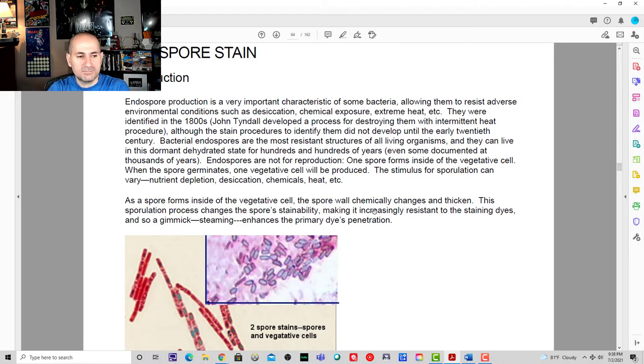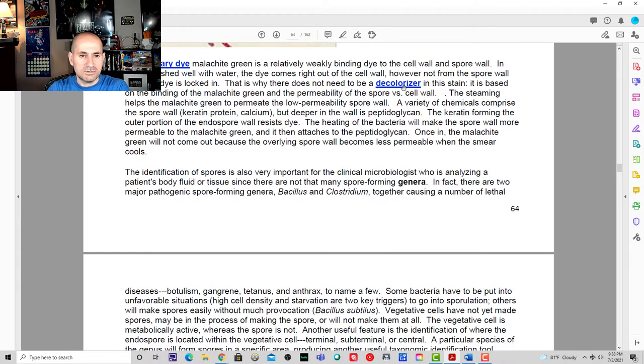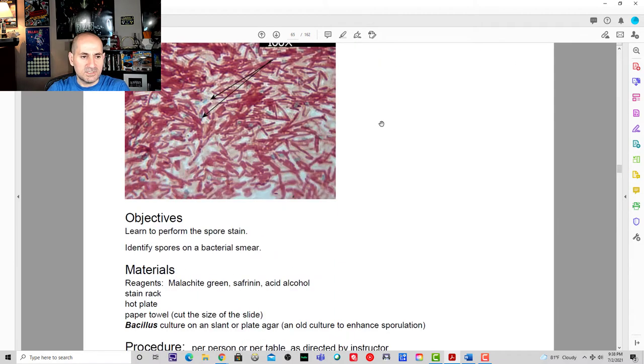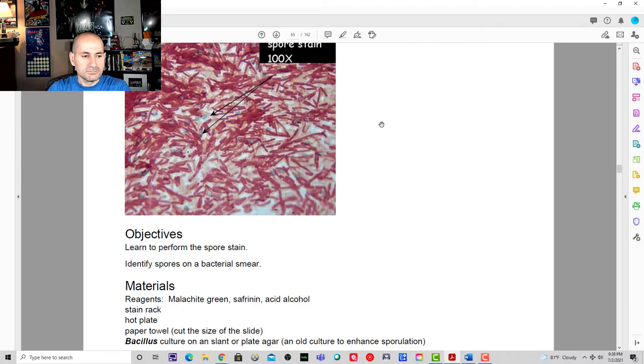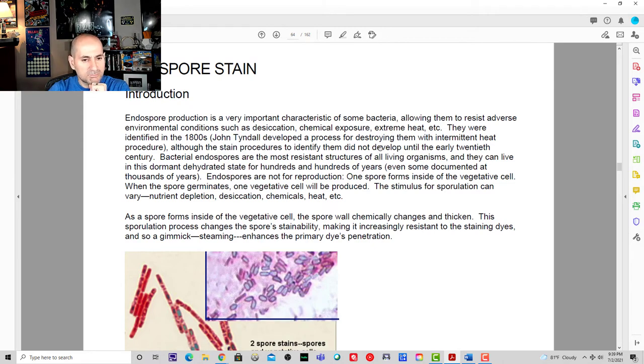You should know that there isn't necessarily a decolorizer during the spore stain. Remember, we just wash it with water. Water is essentially the decolorizer. You could be correct saying there is no decolorizer, or water is the decolorizer. And then remember, the secondary stain is your safranin here. All right, so the primary dye is malachite green. Water is the decolorizer. And then you have your safranin. Oh, and that is about it for the spore stain.